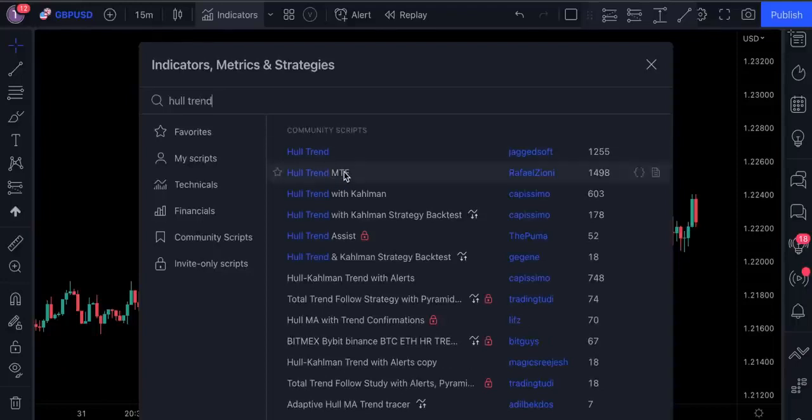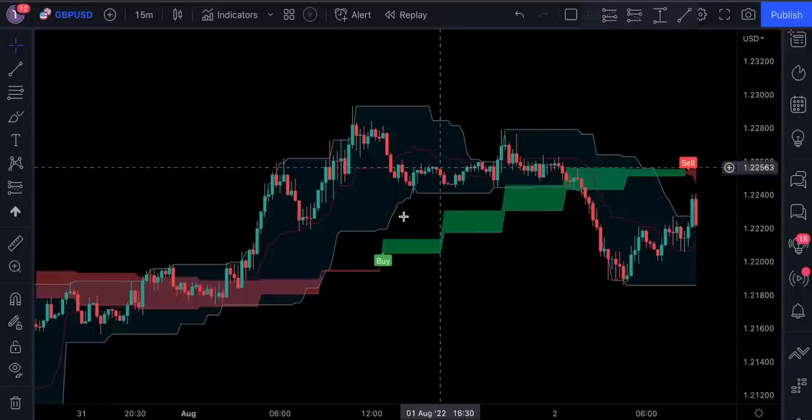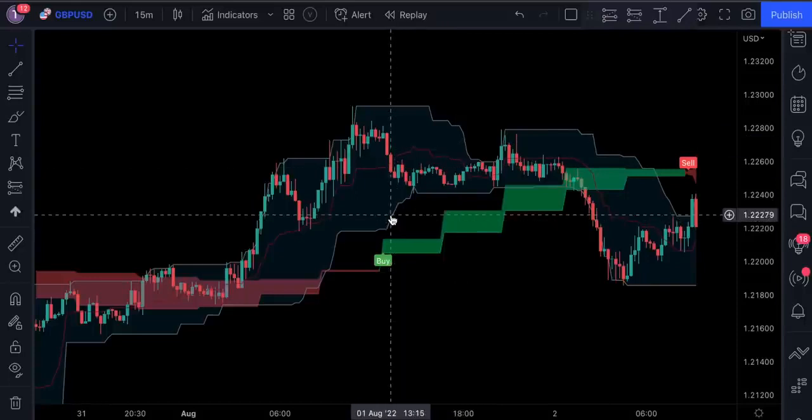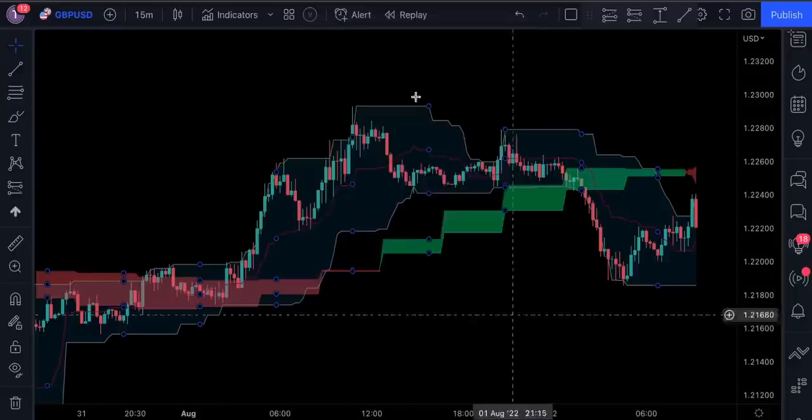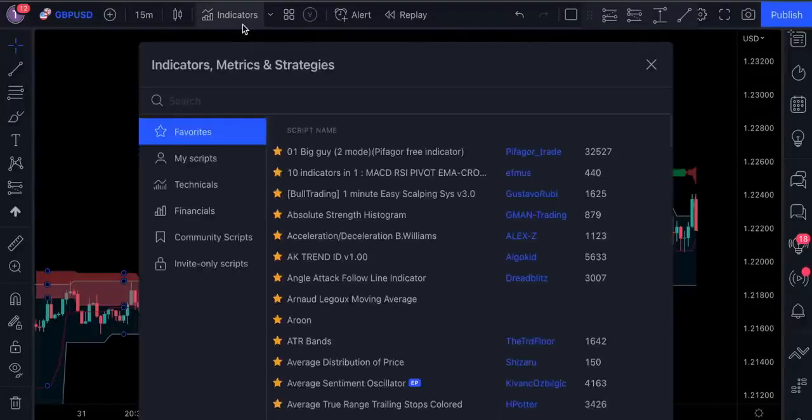And select this indicator right here. Okay, now we need to access its settings and make a slight adjustment in the style section. For the second indicator, we will search for bottom buyer.